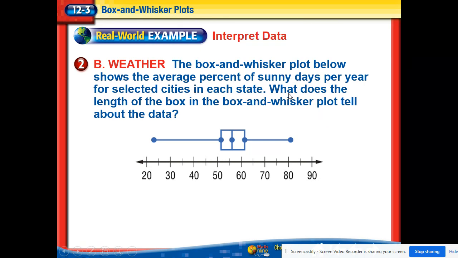Box and whiskers again. What does the length of the box in the box and whiskers tell you? Since this is really close, these data points are really close together. This one here is very spread out. The longer the line, the more spread out it is. The closer together it is, the more compact. And so 50% of our data is in between 52 and 62, 51 and 62. That's a lot of data right in a small area, where the other parts get spread out afterwards.